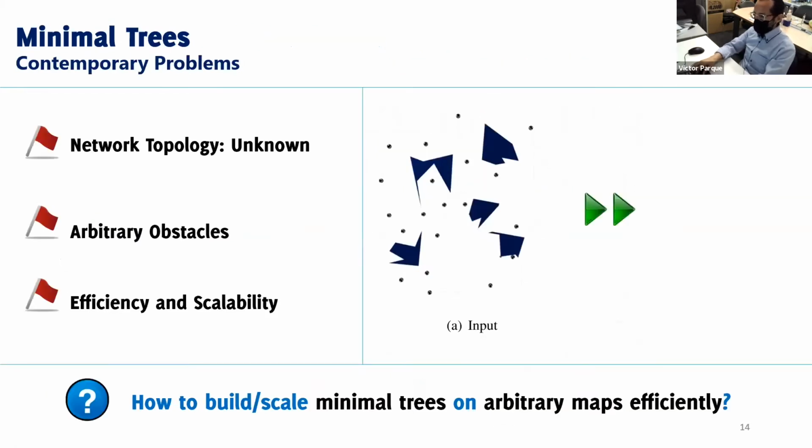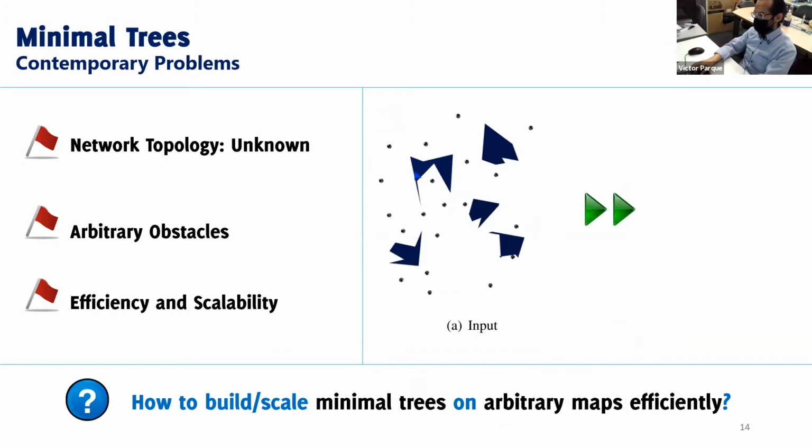Here we try to extend such works in order to consider the following points. The first point that we consider is the network topology. We assume that we don't know a priori what the network topology of the Steiner tree could be. The second consideration is that we consider any kind of obstacles on the plane, convex or non-convex. And the third consideration is that we try to be as efficient as possible and as scalable as possible in the problem domain.